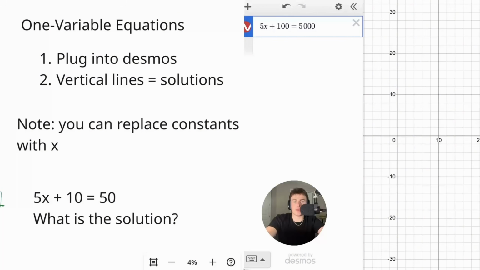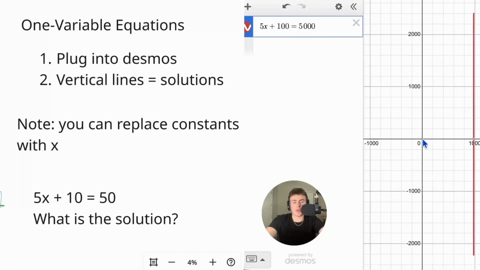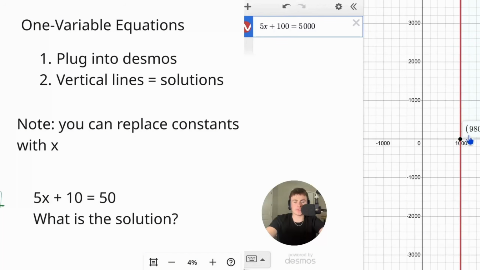Usually it's x. Now, with these equations, you are always going to plug them into Desmos. They're pretty easy to do by hand, but even I just use Desmos. It's way easier, right? So you want to plug the equation into Desmos, and then the vertical lines will be the solutions to your equation. So here, if you plug this in, it tells you that your solution is 980.